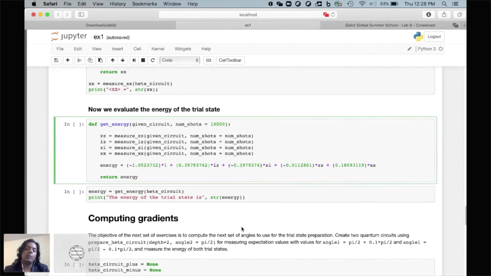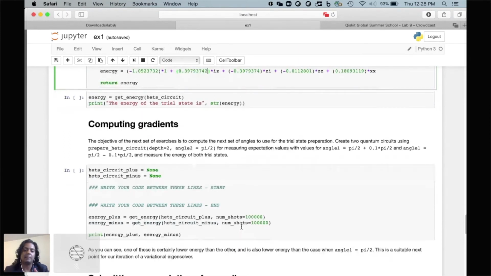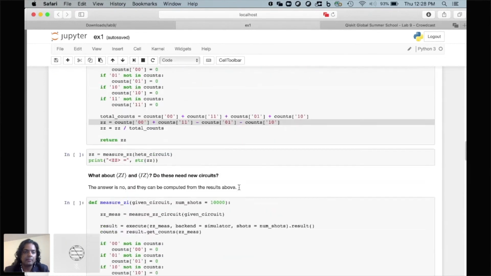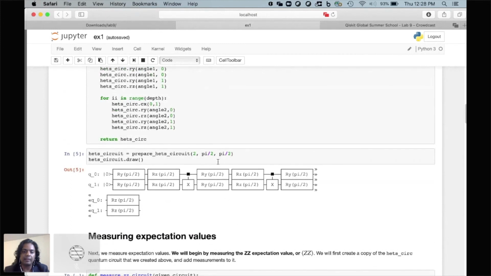Now I want to give you a sense of how gradient descent works, specifically for the example of SPSA, which was the optimization that we discussed in the lecture, where we can approximate the gradient using just 2 measurements. So in this example, if I scroll back up again, we're going to keep all of these angles fixed, the angle 2s, and just change angle 1.